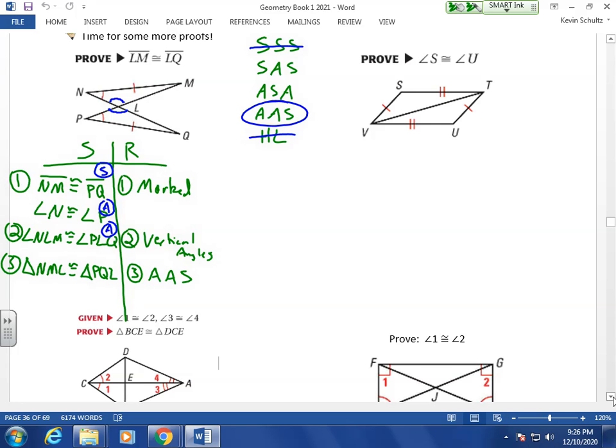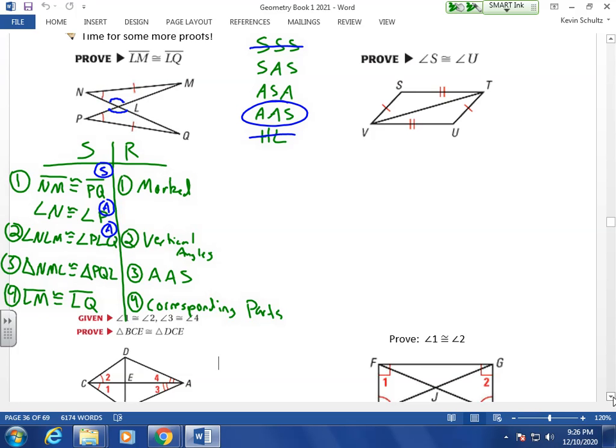Now, I'm not done, right? Because my proving statement is LM is congruent to LQ. But now that I've got the triangles proved congruent, I can say that segment LM is congruent to segment LQ because of corresponding parts. Because like we talked about, if you can prove that two triangles are congruent, all of their corresponding parts are going to be congruent.